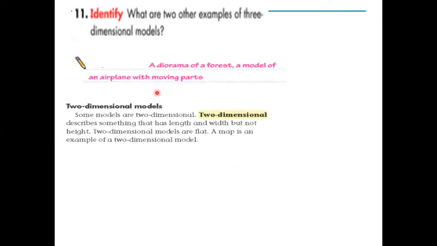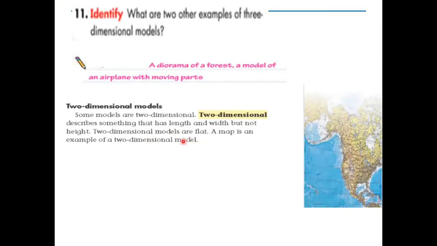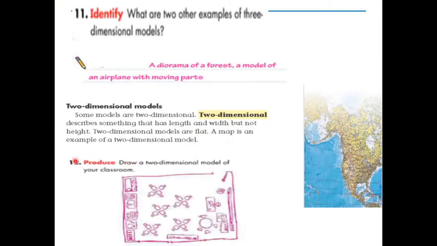Now, also we have two-dimensional models. Some models are only two-dimensional, describing something that has length and width, but not height. Two-dimensional models are flat, like the map here. A map is an example of a two-dimensional model. Now here, question number 12: draw a two-dimensional model of your classroom. I want you to draw your classroom, a two-dimensional model.